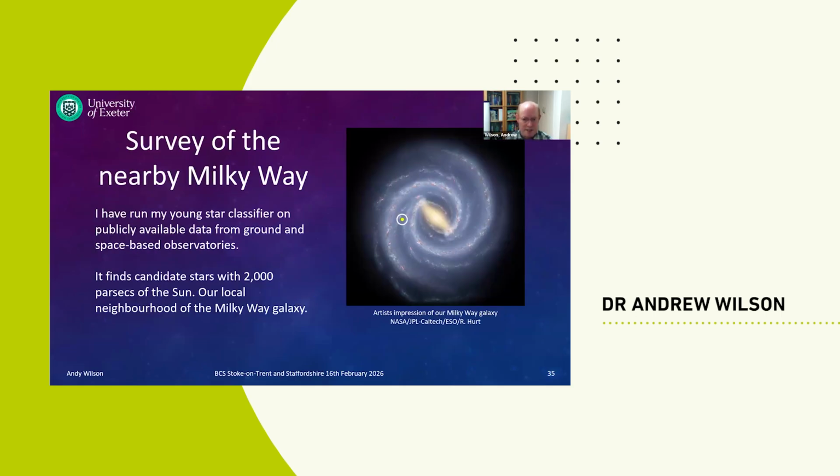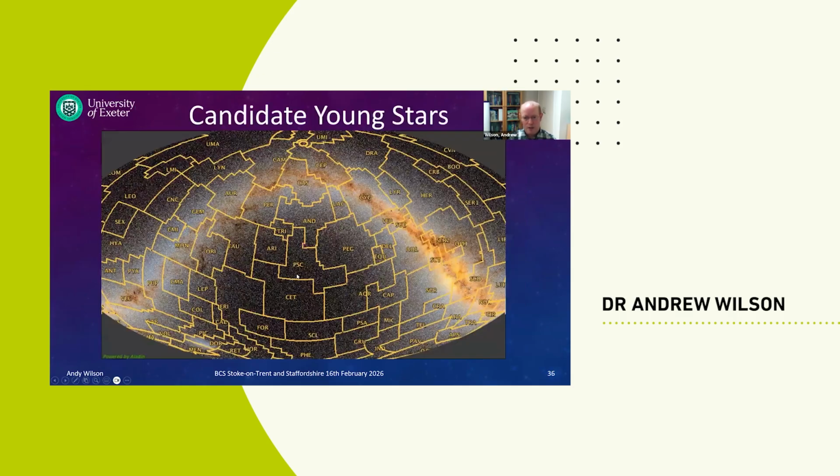I've applied the classifier to a nearby region of the Milky Way, about 2,000 parsecs out from the sun, which is about 7,000 light years. And to see where that is in the scale of the galaxy, this is our sun, and that white circle is about 2,000 parsecs from the sun. And within that, I'm just looking for candidate young stars. So if we look at the night sky, this is a full view of the sky if you weren't looking at one hemisphere, but stretched out, a bit like you have maps of a sphere spread out.